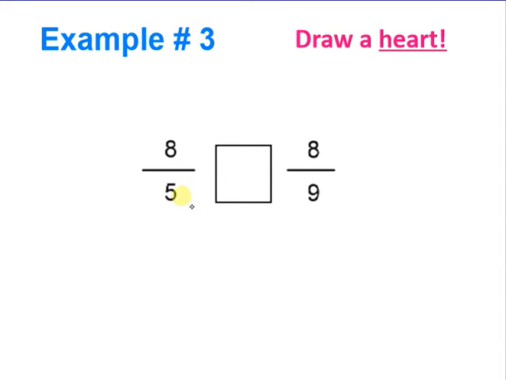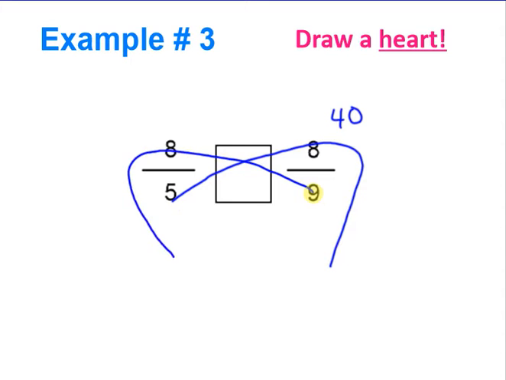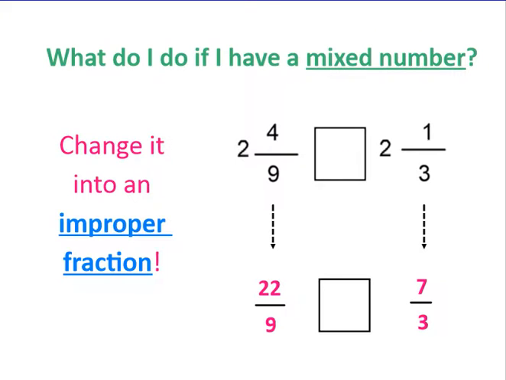Okay. So here we have 8 over 5 and 8 over 9. So we're going to make half of our heart. 8 times 5 is 40. And then here we have 9 times 8, which is 72. 72 is bigger than 40, so it's going to be greater than. All right, so that's pretty simple so far.